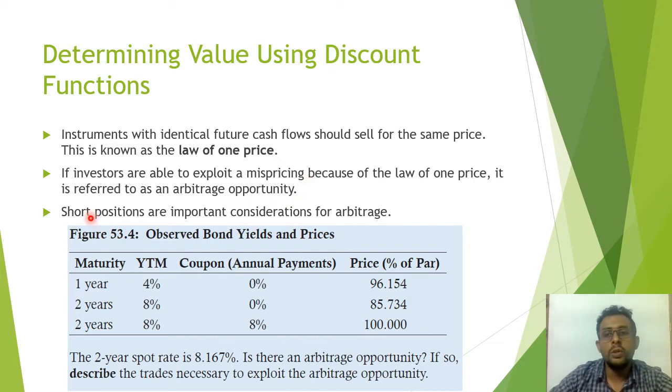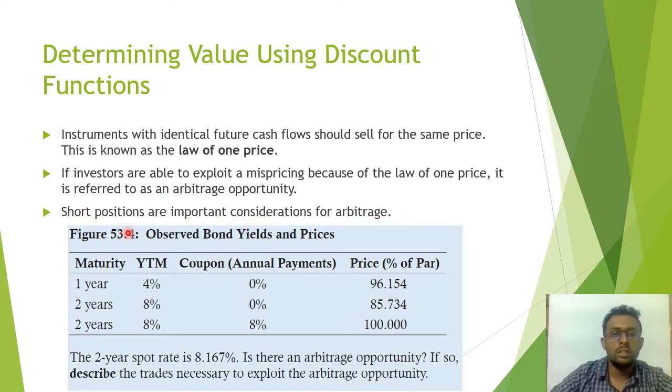There can be two bonds in a market which have similar cash flows, the end cash flow and also the in-between cash flows, which is nothing but interest. If you find those two similar instruments trading in the market at very different prices, then it is against the law of one price, and in that market we can exercise an arbitrage opportunity. So short positions are an important consideration for arbitrage.